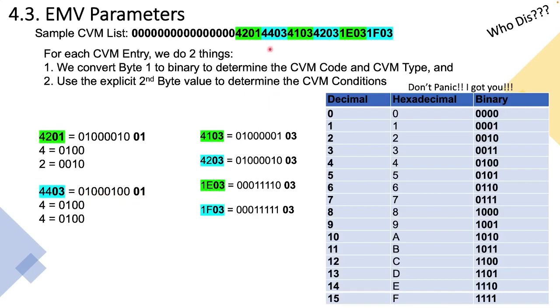So if we look at the other entries, 4103, 4203, 1E03, and 1F03, I've just listed them and I've broken them down. So basically, the logic we used here was we converted 4 and 1 into the binary equivalent, 4 being 0100 and then 1 being 0001, right? I've done the same for all of them.